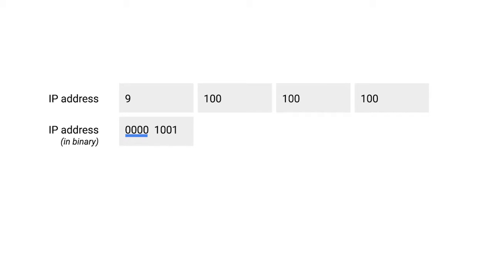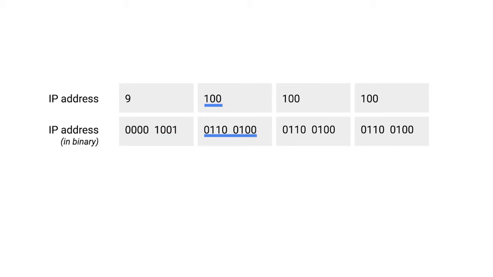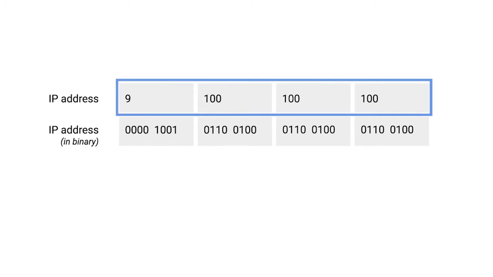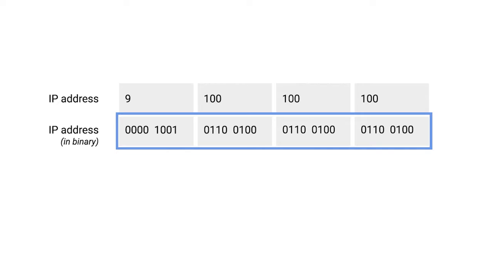As far as an IP address is concerned, having a number 9 as the first octet is actually represented as 00001001. Similarly, the numeral 100 as an 8-bit number is 01100100. So the entire binary representation of the IP address 9.100.100.100 is a lot of ones and zeros.